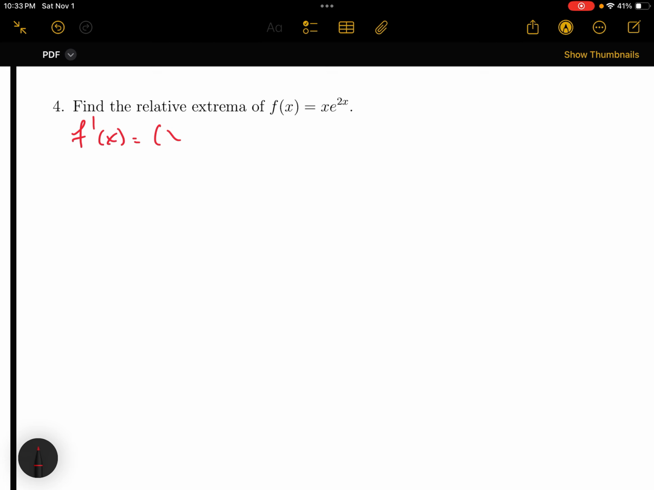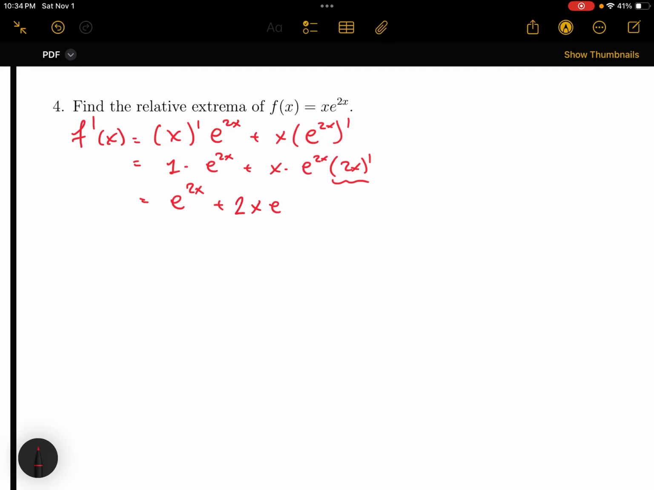F prime of x is equal to, product rule, x prime times e to the power of 2x plus x times the derivative of e to the power of 2x, which is equal to the derivative of x is 1 times e to the power of 2x plus x times the derivative of e to the power of 2x is e to the power of 2x times the derivative of 2x. So I have e to the power of 2x plus, this derivative is just 2, 2x e to the power of 2x. And you should expect a question like this on the test or on the final, where you have to not only find the first or the second derivative, but also simplify it a little bit.